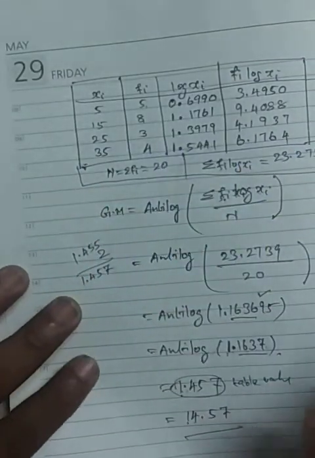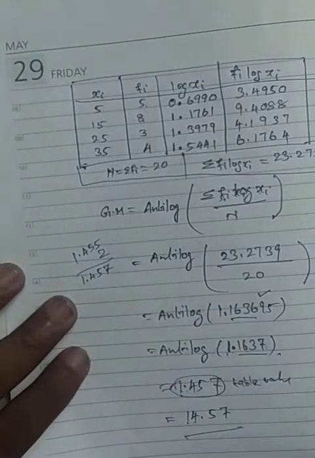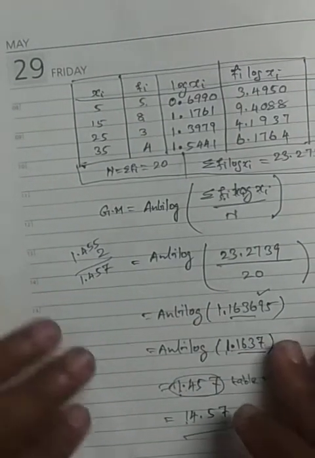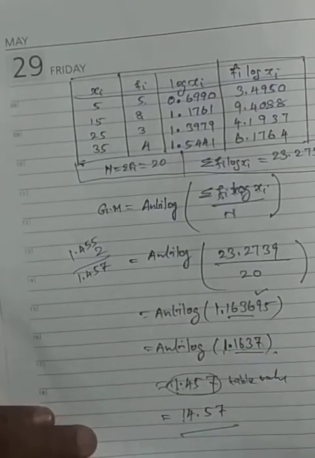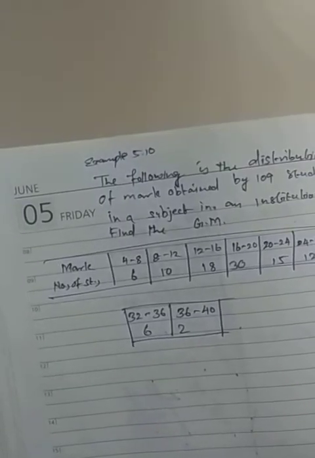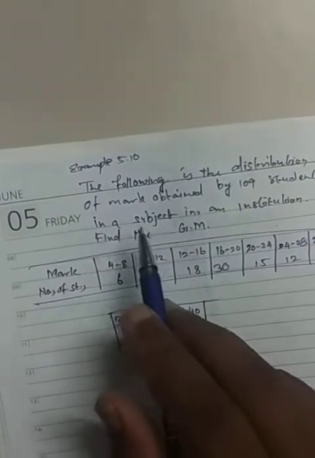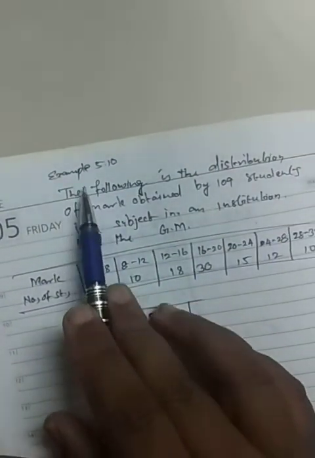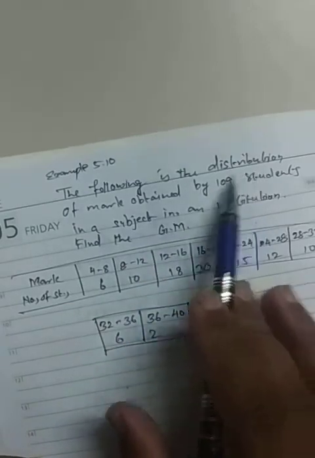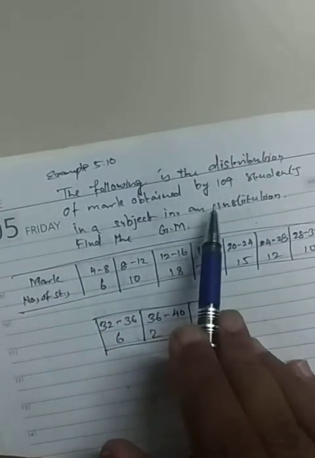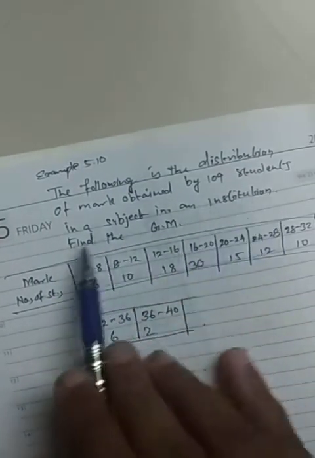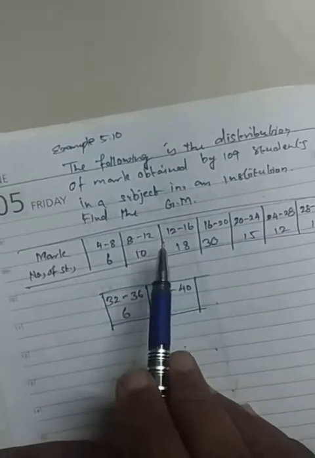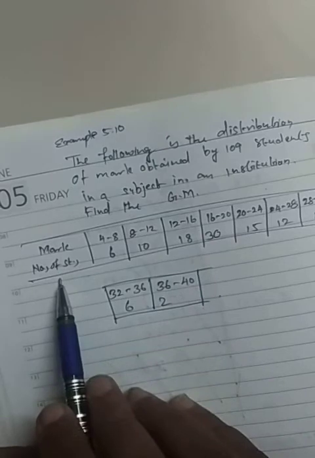Now we will do one more important sum, which is very interesting, and it will be lengthy. It has so many data. Just a minute, we will see the question. The question is lengthy, that's why I have written it here. See this example. The following is the distribution of marks obtained by 109 students in a subject in an institution. Find the GM, that is geometric mean.